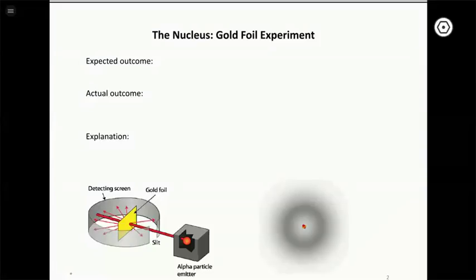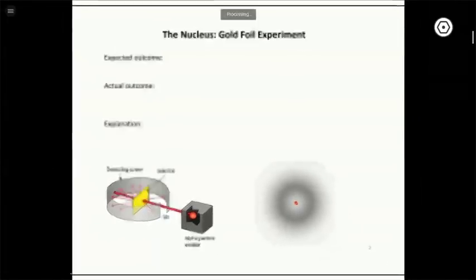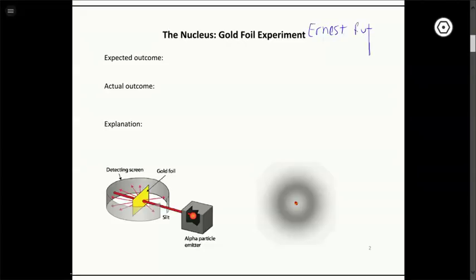So the one we're going to start with is the gold foil experiment. The person who was credited with this is Ernest Rutherford. He was around the same time period as the people we talked about last time. All right, Ernest Rutherford.